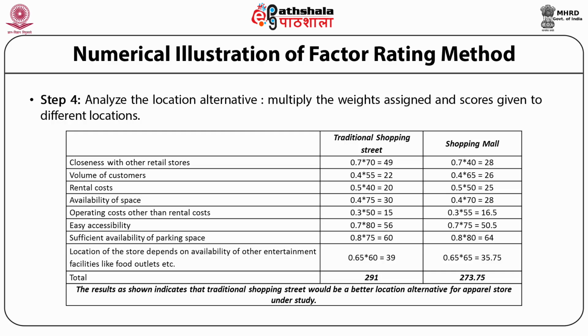In the end, the total sum of all the scores for each alternative location was calculated. The total score for traditional shopping street came out to be 291, and for shopping mall it was 273.75. These results clearly indicate that traditional shopping street would be a better location alternative for the apparel store under study.